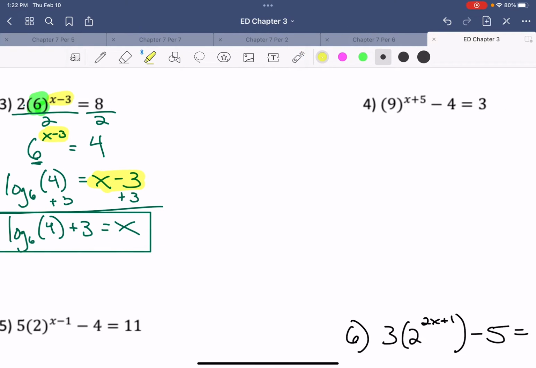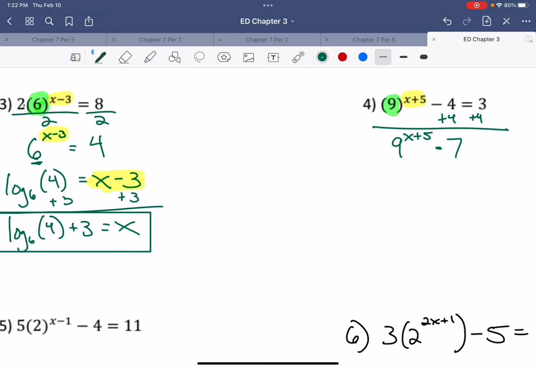That problem added a step, and the next problem is going to have another step as well. So again, my x is in the air. I have 9 to some power, but it's not alone yet. It has a minus 4. So you need to move that to the other side and get it alone first. So add the 4. Now the exponential part is alone.